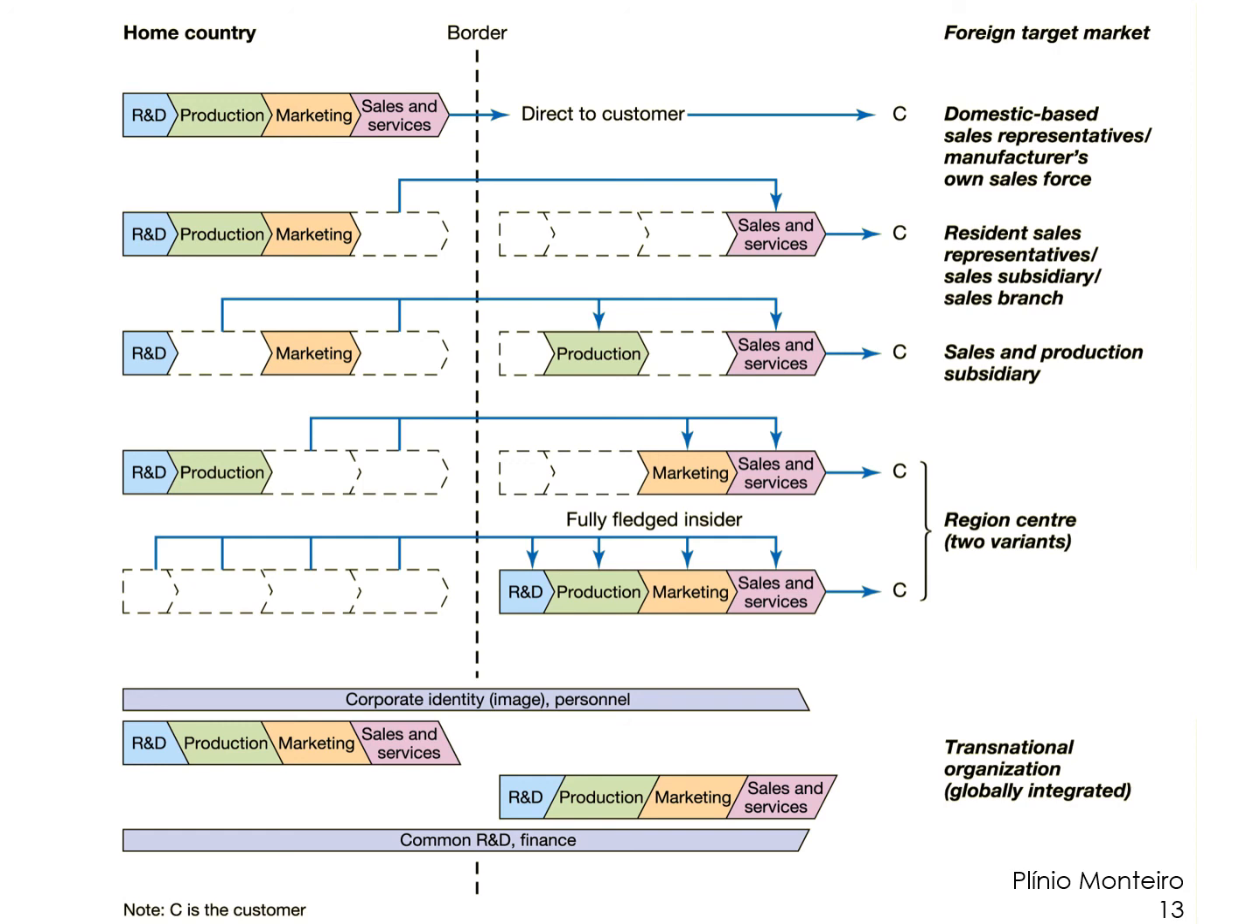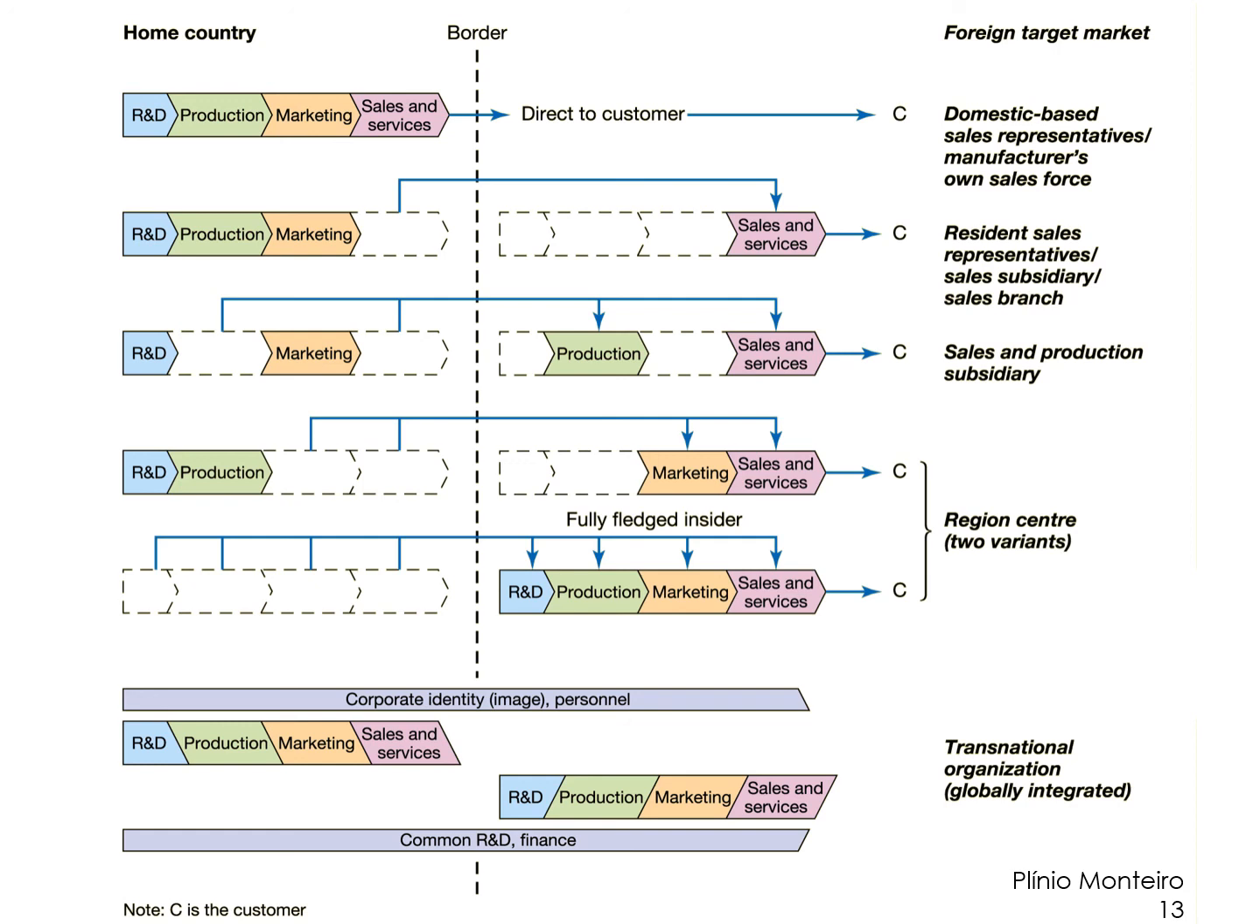The region-centric, you can have two variants, two alternatives. The first alternative, you can have the research and development and the production in the home country, and then you can have a headquarters just for sales and marketing in the target market. Or you can have what we call a fully fledged insider. In that case, all activities of your foreign operations will be done in the target market. So you're going to develop the products, you're going to produce, you're going to develop the marketing, and then you're going to sell the product, everything in the target market.